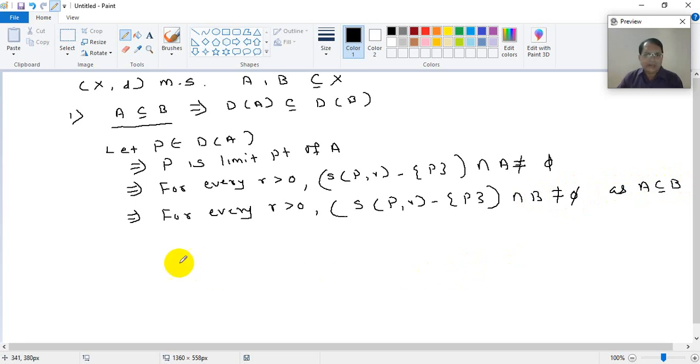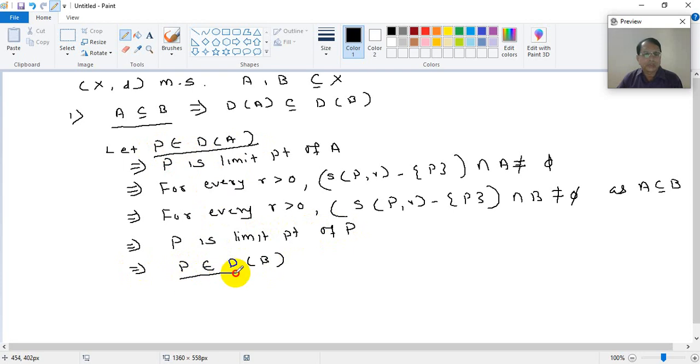Okay? So this implies what? P is a limit point of B. That means what? P belongs to the derived set of B. So we started with P belongs to the derived set of A. We proved P belongs to the derived set of B. That is what we were expected to do. So D of A is a subset of D of B.